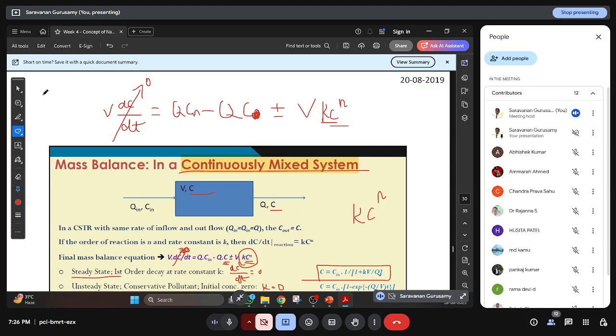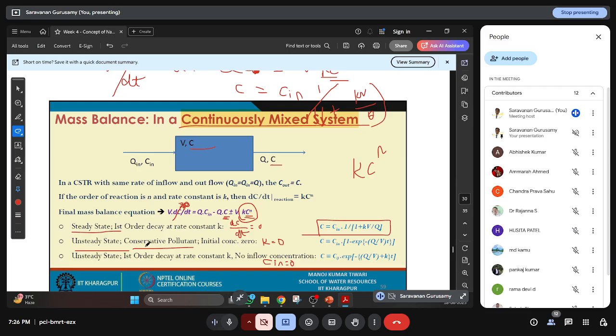If you take this to the left hand side, the first order means N will become 1. So C can be calculated at any time with C in by 1 plus kV by Q. This is the formula. If it is unsteady, this will not become 0. Okay, the left side will not become 0.